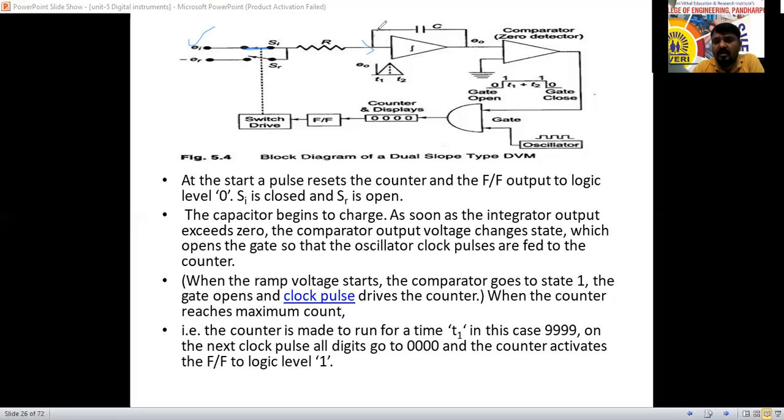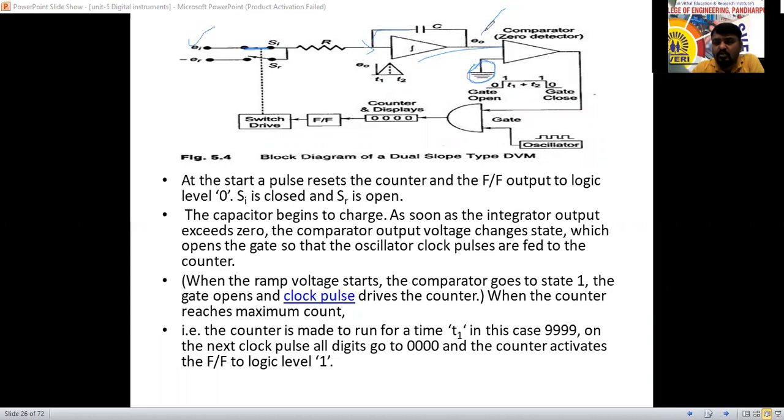What will happen? The capacitor charges, or the output of the integrator is going to give the ER value here. The positive slope of the ramp will be produced over there. It is going to compare with this zero detector here.